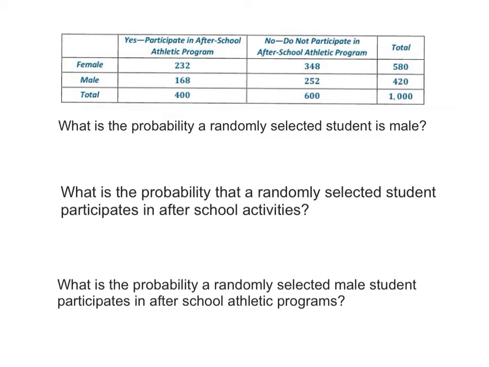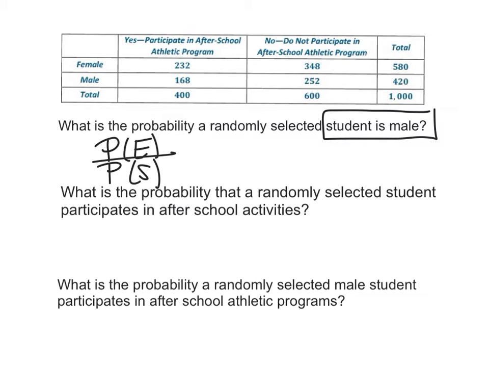So our first question, what is the probability a randomly selected student is male? So what is my event here? So I want the probability of the event over the probability of the sample. So the event that is happening is that a student is male. So if I take a look, my male students would be 420 over my sample would be all of my students. So out of 1,000.